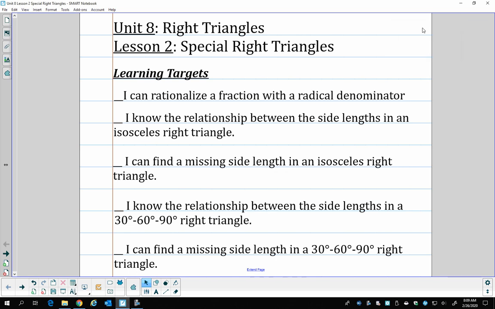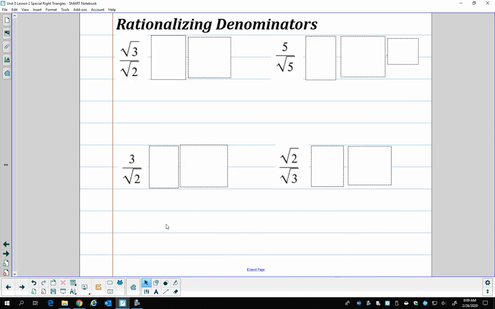Today we're going to talk more about the sides in right triangles, and we're going to talk about a couple of right triangles that we call special right triangles because they have special relationships that exist between the lengths of their sides. Before we get there, we need to talk a little bit about square roots when they exist as fractions.